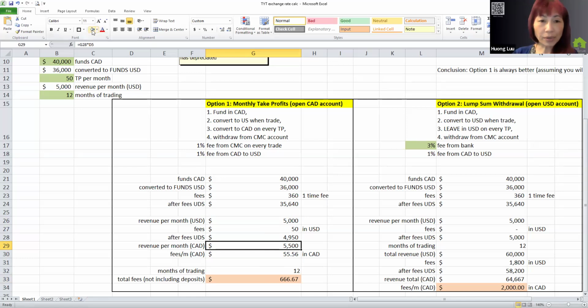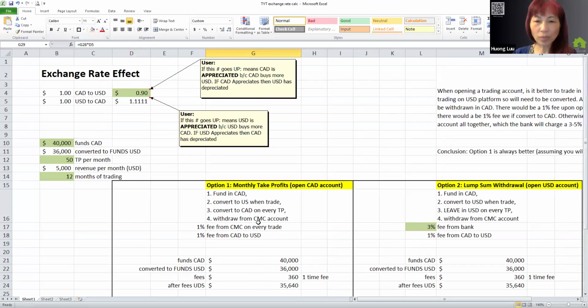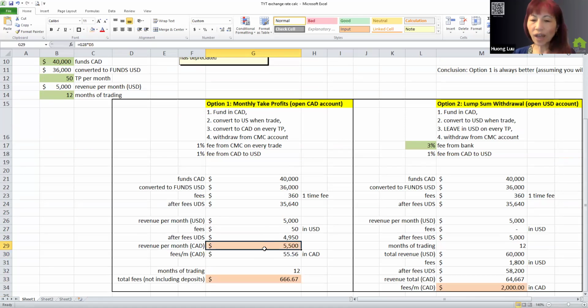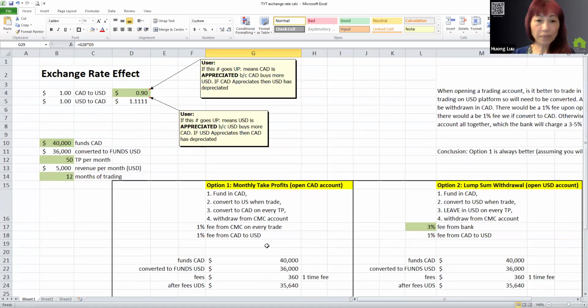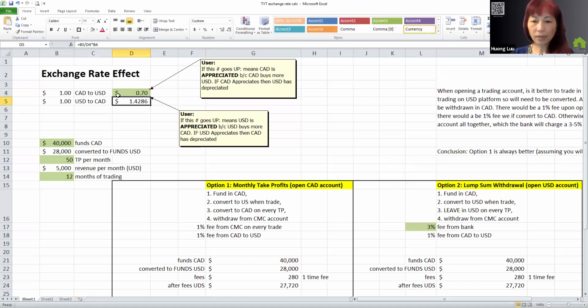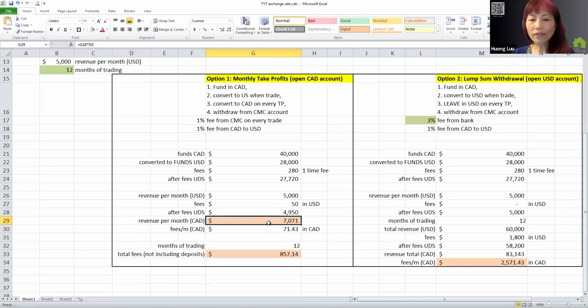Okay, so focus on this number. I'm going to change this number back to 0.7, and you're going to see. So this 550 is what has changed. Okay, so I'm going to go back here to 70 cents. Okay, so as you can see, my revenue in Canadian, okay, was actually higher, right? Because my US dollar was here. Okay, so that's why my fees are higher here because I actually made more Canadian. Okay, so that is the way to look at it.